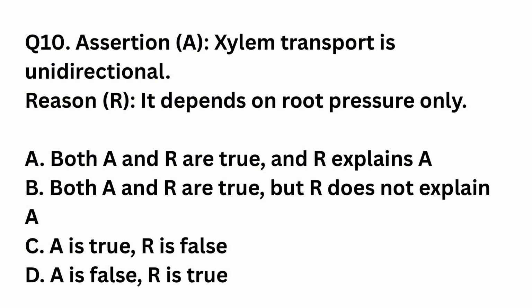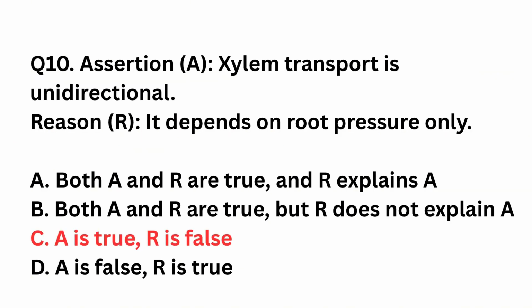Question number 10. Assertion. Xylem transport is unidirectional. Reason. It depends on root pressure only. Both assertion and reason are true and reason explains assertion. Both assertion and reason are true but reason does not explain assertion. Assertion true, reason false. Assertion false, reason true. The right answer is option C, assertion true, reason false.